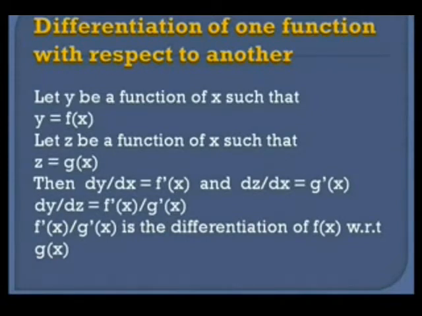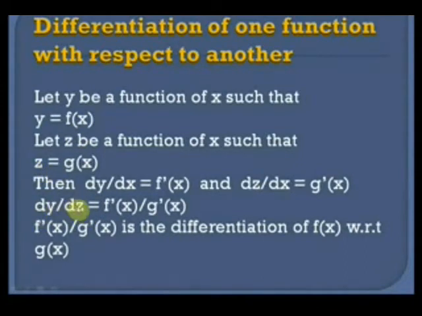So let us say that y is a function of x such that y equal to f of x. Let us say that z is another function of x such that z equal to g of x. Now dy by dx would be equal to f dash x and dz by dx would be equal to g dash x. Now we have to find the differentiation of one function with respect to another, that is, we have to find out dy by dz, or we have to differentiate fx with respect to the function z.